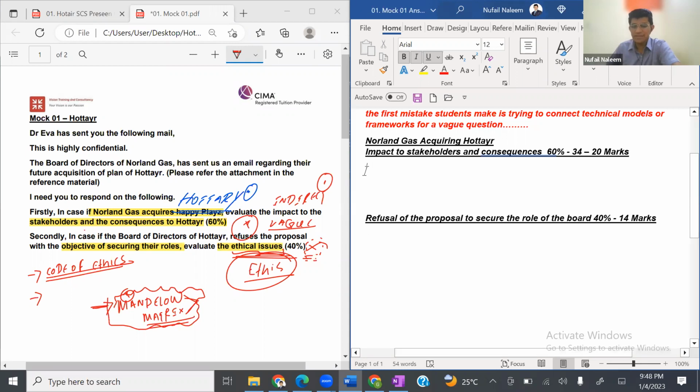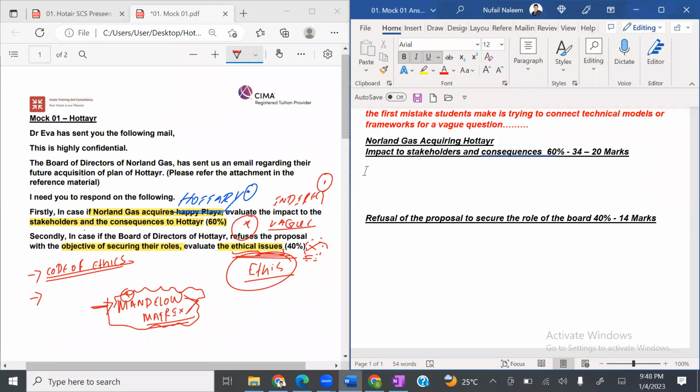Okay, students, let's start working on this very directly. Now, if you see, in the case of Nolan Gas acquiring Hottayr, can you tell me who are the stakeholders that will generally get affected? In simple terms, shareholders. Shareholders, frankly speaking, are the people who are selling, right? You get what I'm saying?